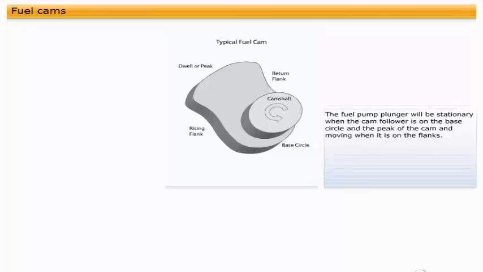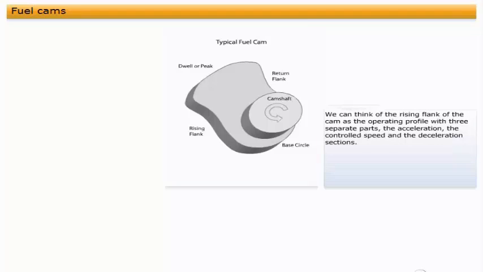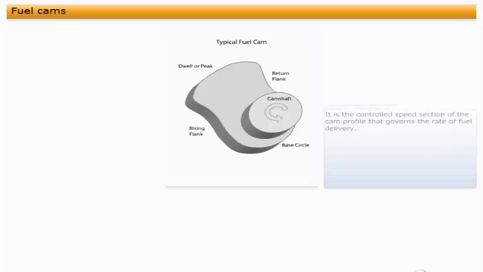We can think of the rising flank of the cam as the operating profile, with three separate parts: the acceleration, the controlled speed, and the deceleration sections. It is the controlled speed section of the cam profile that governs the rate of fuel delivery.